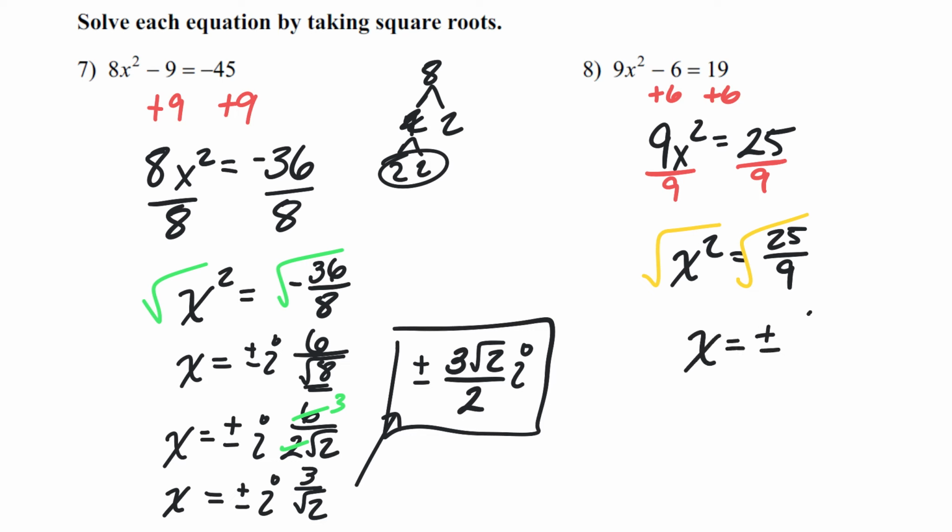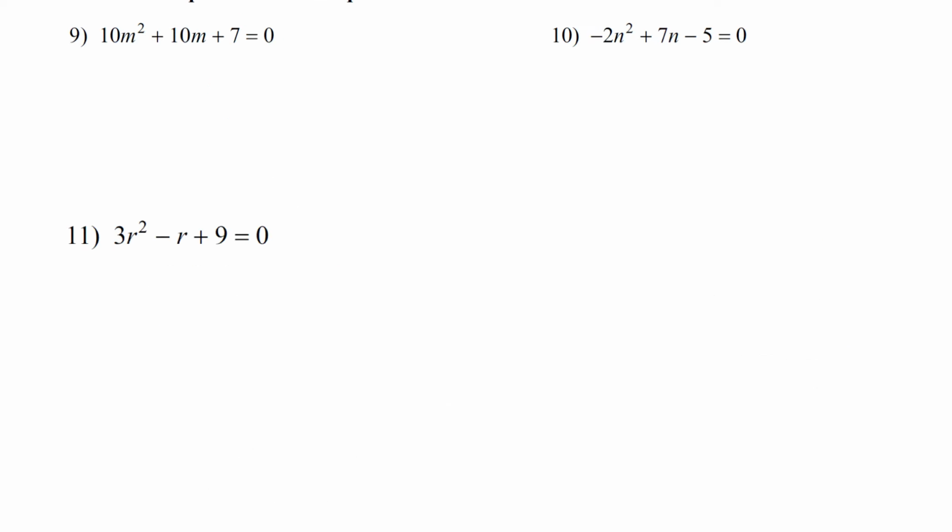The square root of 25 is 5. The square root of 9 is 3. So we have that solution, plus and minus 5/3. We should actually see crossings on this one because those are not imaginary answers.